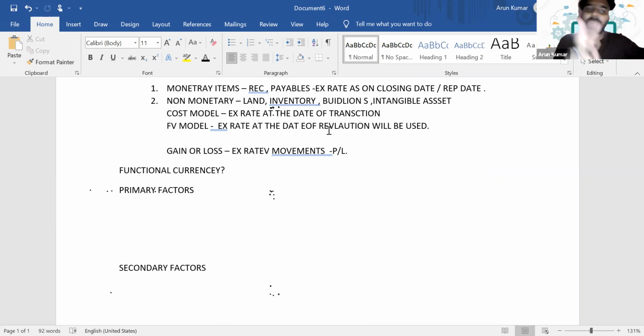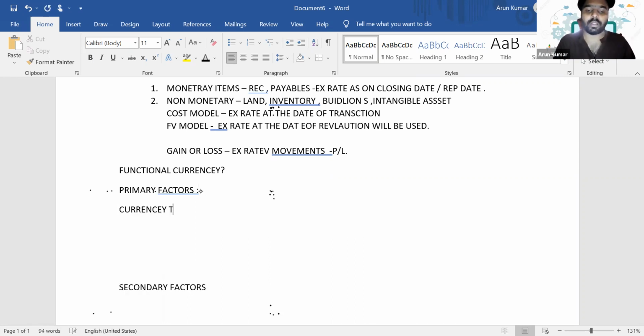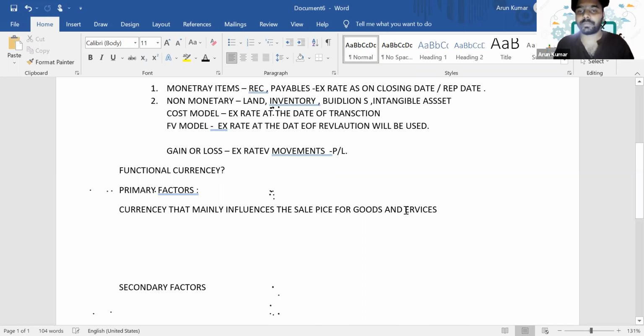As I've told, we have primary factors and secondary factors. The primary factors include the currency that mainly influences the sale price for goods or services. Is it clear? That's an example for functional currency.